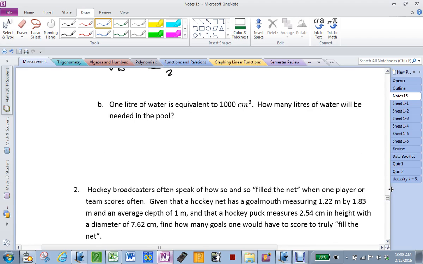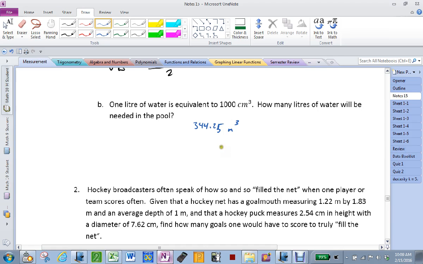Okay. 1 liter of water is equivalent to 1,000 centimeters cubed. So, how many liters of water will be in the pool? Well, I have 344.25 meters cubed, don't I? Right? So how many centimeters cubed, or how many liters will be in the pool? Now, 1 liter is this many centimeters, yes? This is meters cubed. What do I need? Centimeters cubed, right? So how do I do that conversion?